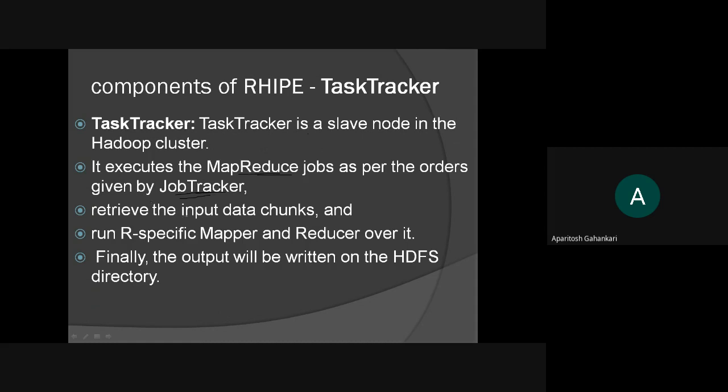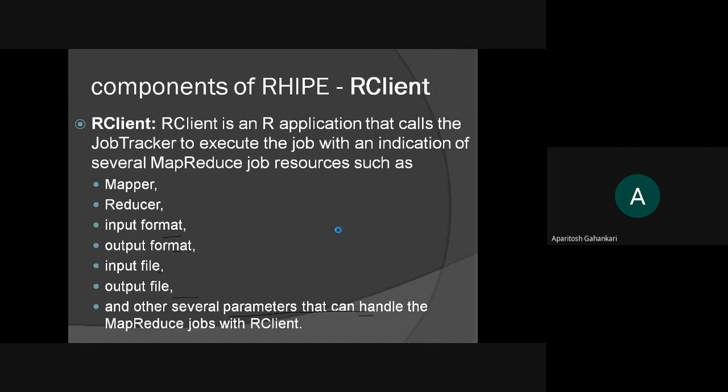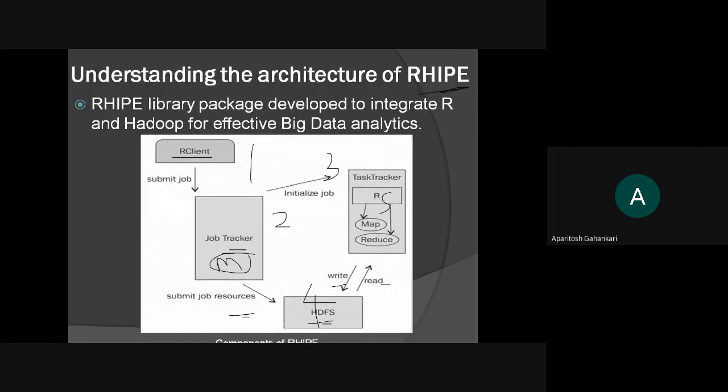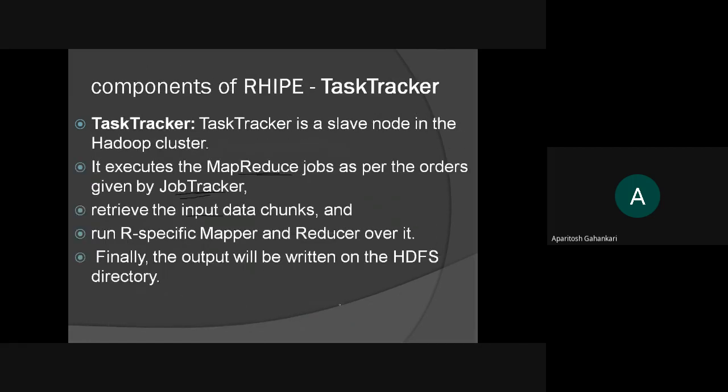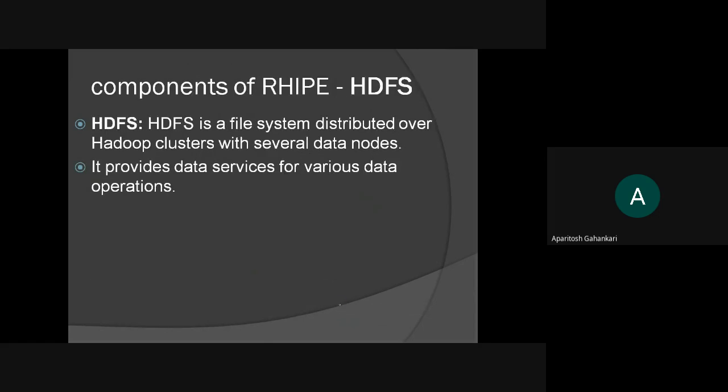It will retrieve the input data and run the R specific mapper and reducer over it. Okay, so where will it get the data from? Data will be taken from the HDFS. Okay, so it is going to get the data, it will run the map and reduce job, and then write it back to the HDFS. So read and write operation will be done by the slave node. Finally the output will be returned to the HDFS directory.